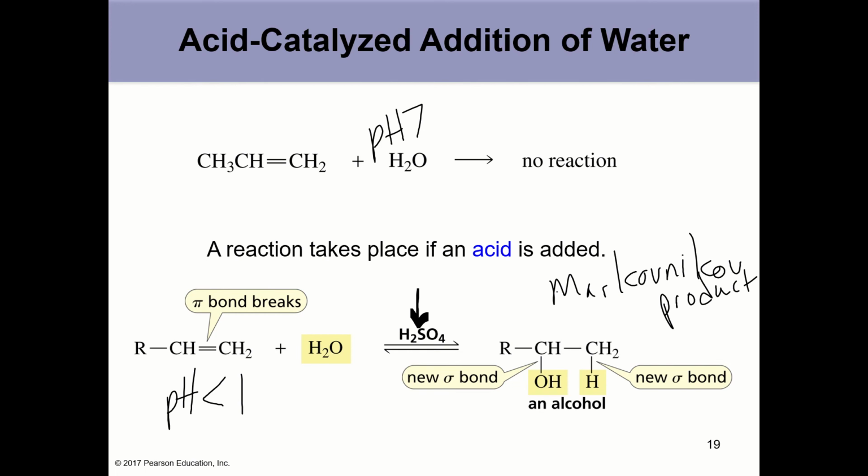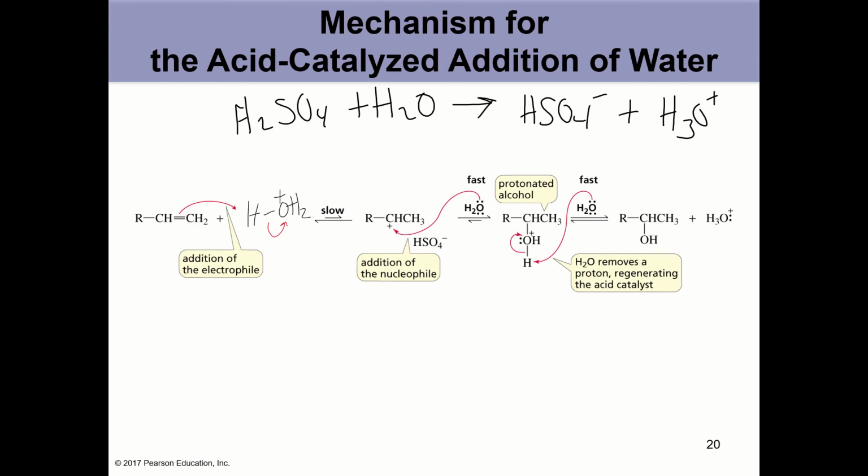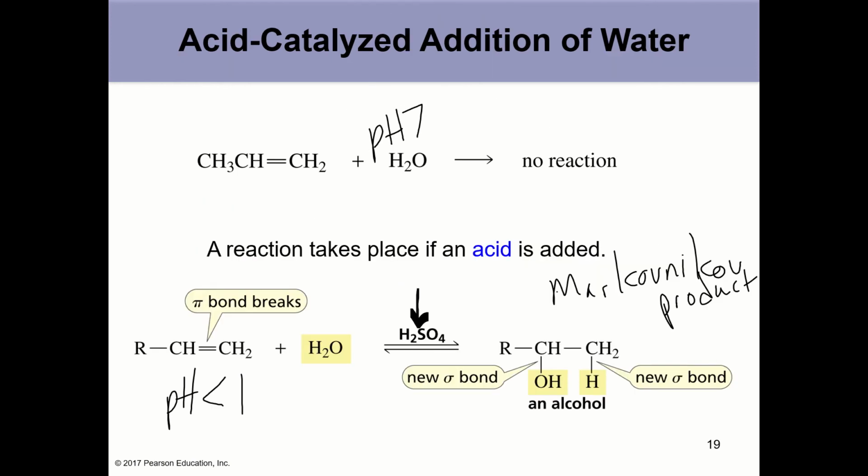So our pi bond will break, adding a hydrogen from an acidic proton, forming a carbocation. Then our carbocation will add a hydroxide ion or a water molecule, which will then become deprotonated at a later stage. This is going to form the Markovnikov product. What that means is that our new functional group, OH, is adding to our more substituted carbon. The OH adds to the more substituted pi bond carbon.